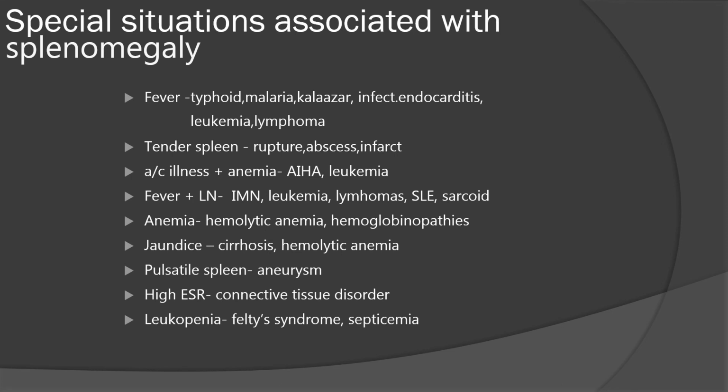Pulsatile spleen is seen in aneurysms. Higher ESR along with splenomegaly should make us suspect connective tissue disorders, SLE, rheumatoid arthritis, and others. When there is leukopenia with splenomegaly, we should suspect Felty's syndrome or any septicemia.